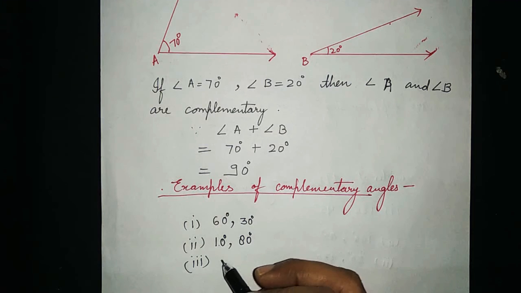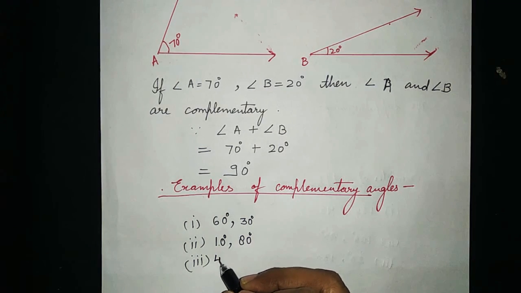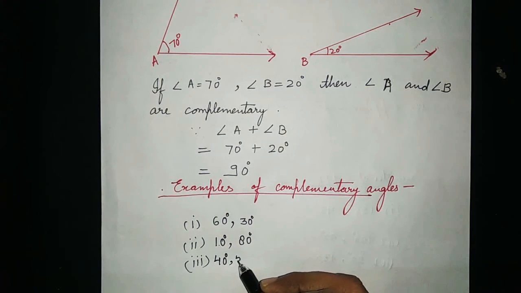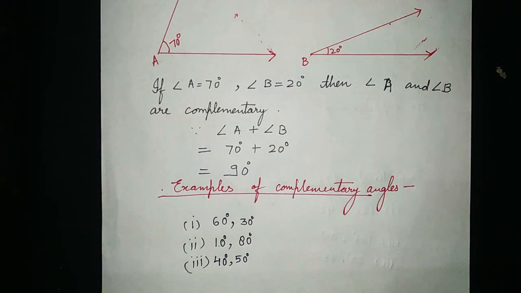Now see the last example which I am going to give you. If the measure of one angle is 40 degrees, then its complement angle will be 50 degrees. And here you can say 40 degrees is the complement of 50 degrees and 50 degrees is the complement of 40 degrees. Now you can say that the sum of a pair of complementary angles is 90 degrees.